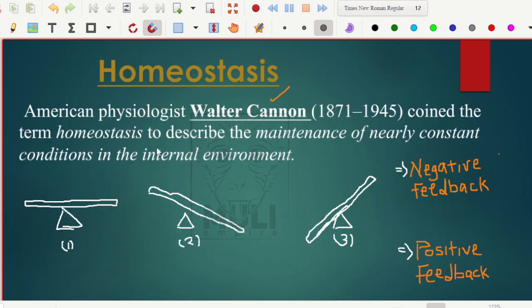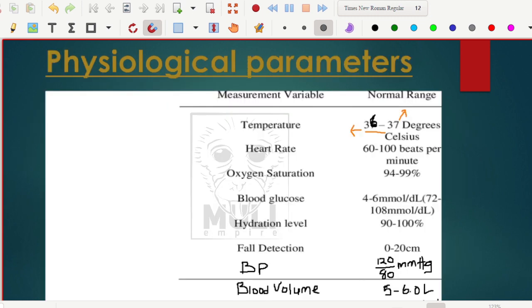This is what we call homeostasis, and this term was coined by Walter Cannon. You need to know these people and appreciate the work they did. Like I explained, the body will try by all means to balance everything back to its normal state. Once parameters go down or up, the body will try by all means to bring them back with the help of feedback, which is positive and negative feedback. This is how it operates.